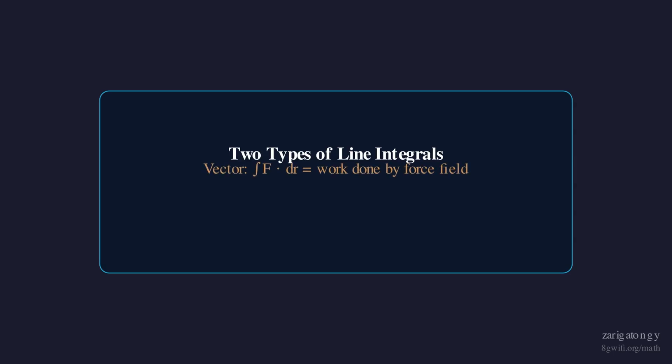There are actually two types of line integrals. The vector line integral computes work, F dot dr. The scalar line integral integrates a scalar function along the curve, like computing the mass of a wire with varying density. It uses ds, the arc length element, instead of dr.